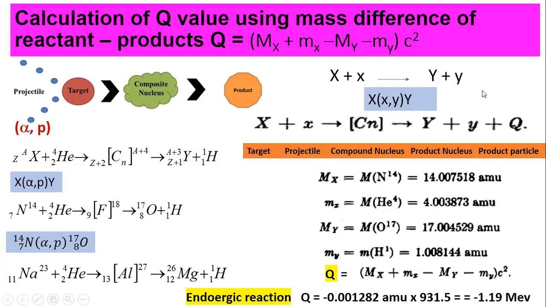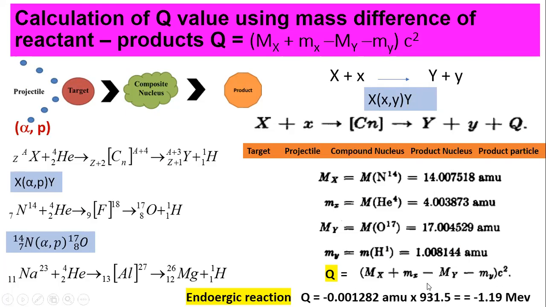Here we want to calculate the Q value, which is the energy released or absorbed in a nuclear reaction. This is the simple nuclear reaction: capital X, small x, goes to capital Y, small y. Throughout this video, capital X will be the target, small x will be the projectile, Cn will be the compound nucleus, which is the intermediate, capital Y is the product nucleus, and small y is the product particle. And Q will be the energy released or absorbed, and it may have a minus sign or a plus sign depending on the nature of the nuclear reaction.